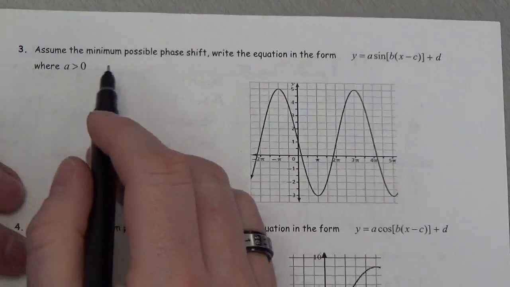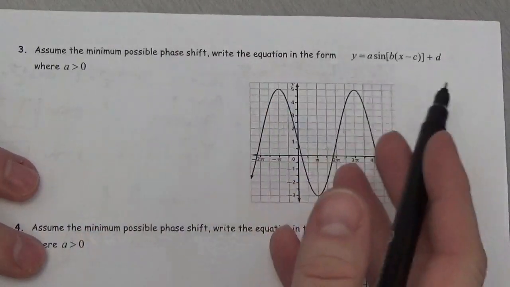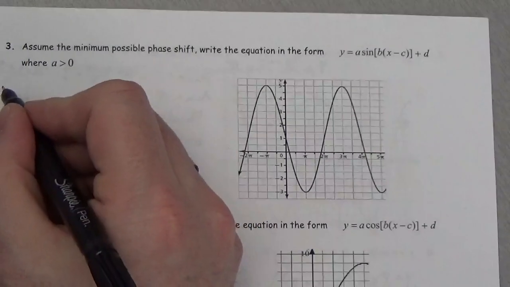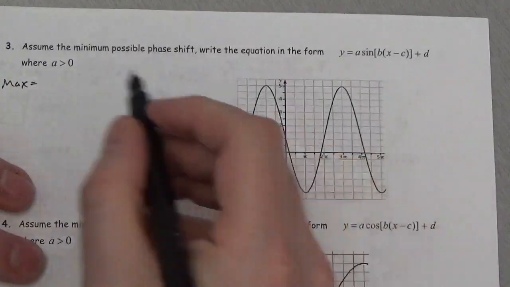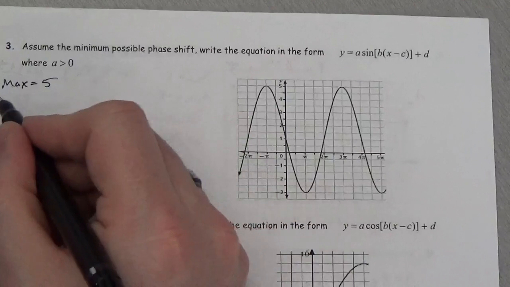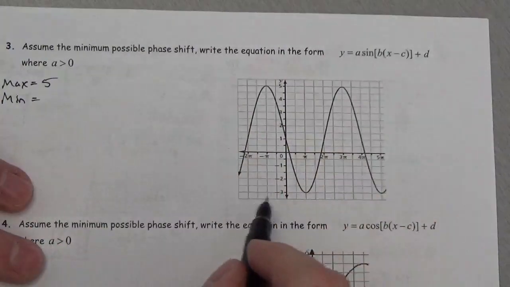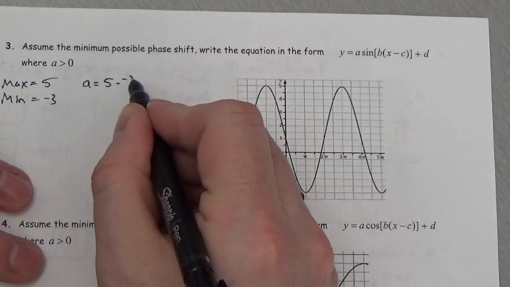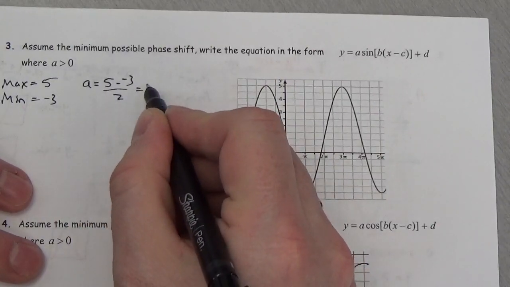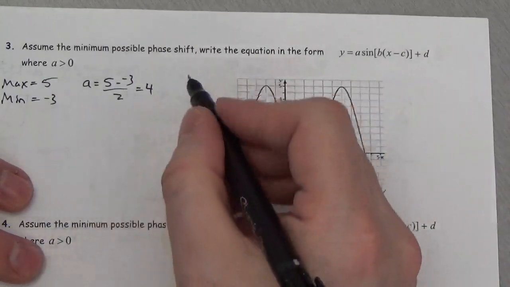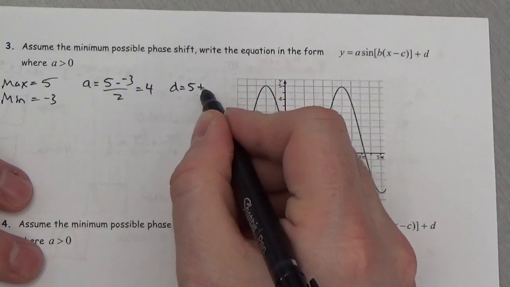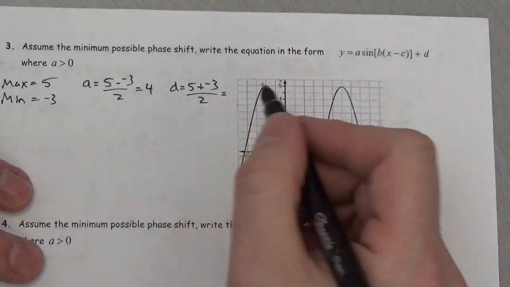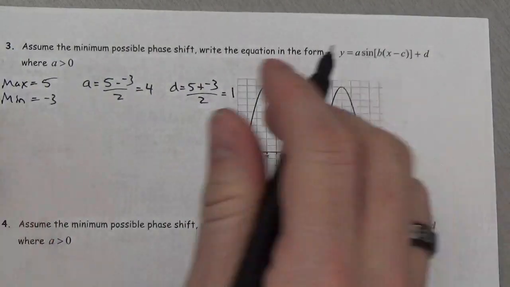Okay, so this question says, assume the minimum possible phase shift, write the equation in the form. So it's a sine graph where A is positive. Let's take a quick look first at our max. Our max here is 5, that was easy to read, and our min here is negative 3. So our A value will be 5 minus negative 3 over 2, or 4. And our D value is going to be 5 plus negative 3 over 2, and that's going to be 1.